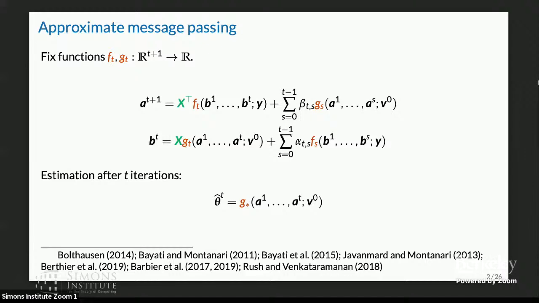And then the AMP algorithm is as written here, where the alphas and the betas are chosen in a particular way that is determined by the model and the choice of functions f and g. Okay, and provided that alpha and beta are chosen in that way, we get to call this an AMP algorithm. And after t iterations, we will estimate the unknown parameter theta by applying some function g to our iterates and the side information. Okay, so that's AMP.